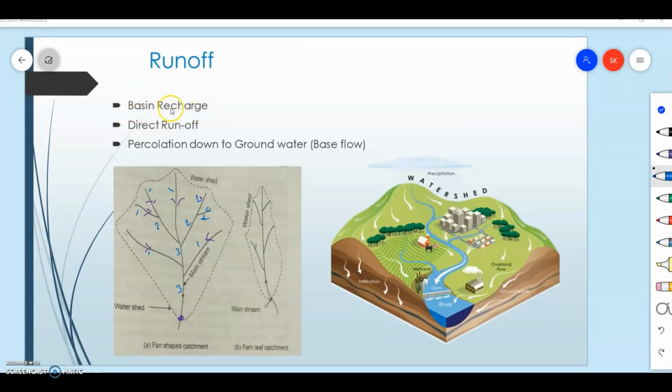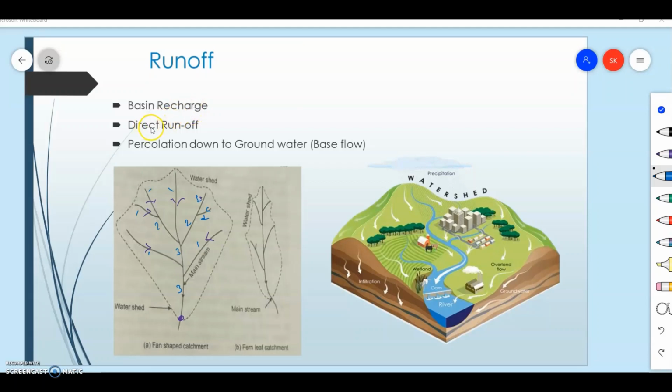We will start with the basin recharge. It consists of rain intercepted by leaves and stems of the vegetation, and water held up in surface depressions, commonly known as depression storage, or soil moisture held as capillary water in pore spaces of the soil, or as hygroscopic water absorbed on the surface of the soil particles. So all these things come under basin recharge.